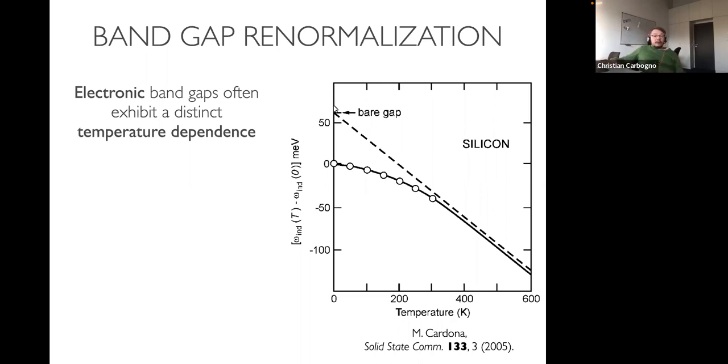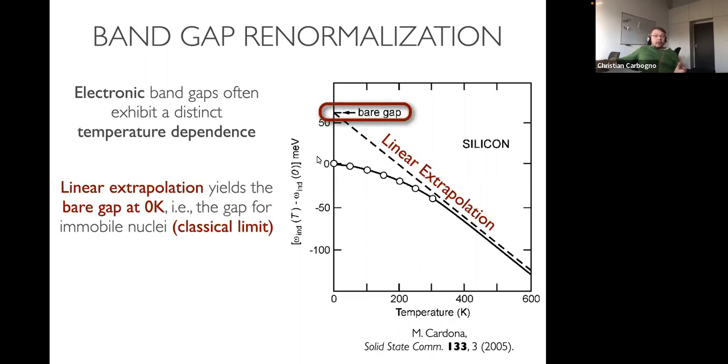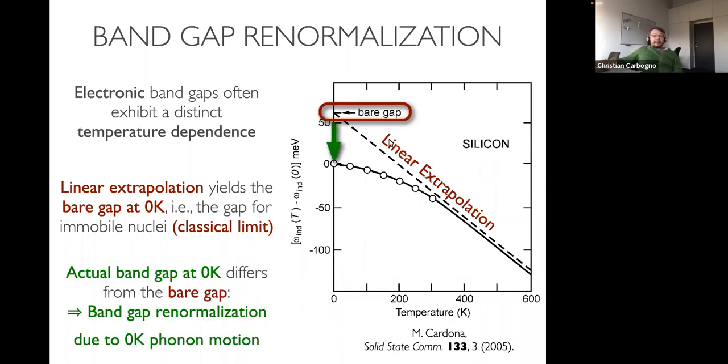But since quantum nuclear motion enforces that they even move at zero K, the bare gap and the actual gap at zero K differ. And this is what is called the band gap renormalization at zero K. So the difference between actually immobile nuclei and quantum nuclei at zero K. And this can be quite significant. And this is one of the effects that led to the development of different theories on how to account for electron-phonon coupling in first principles calculations.